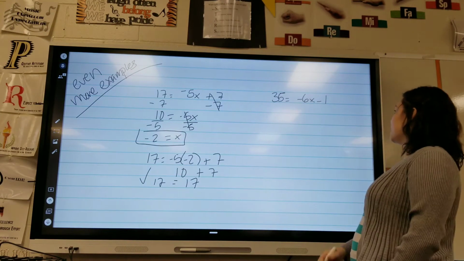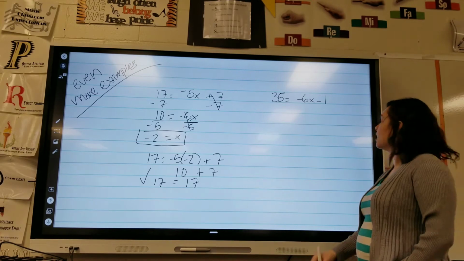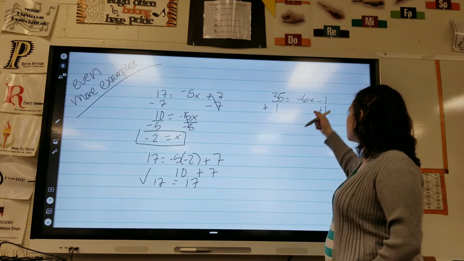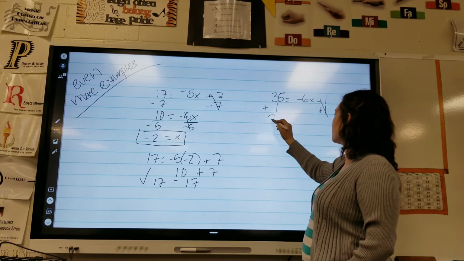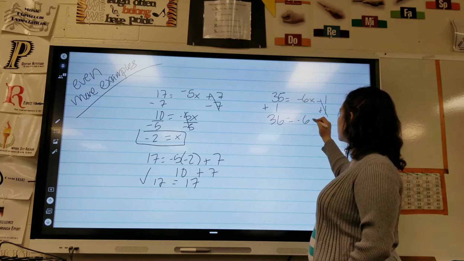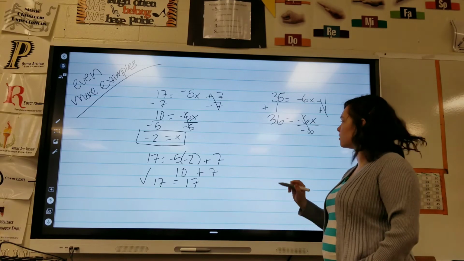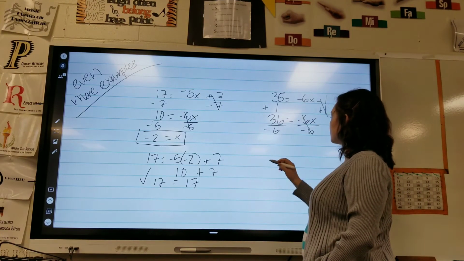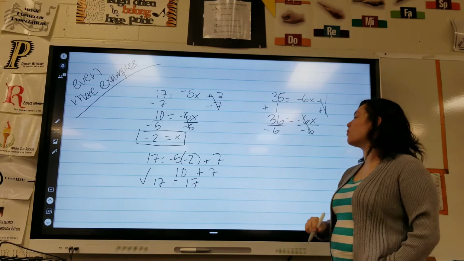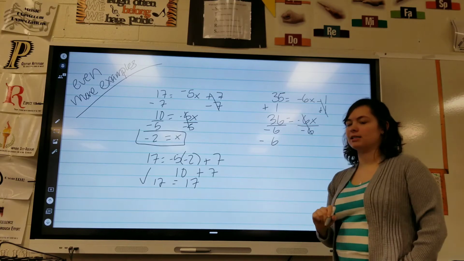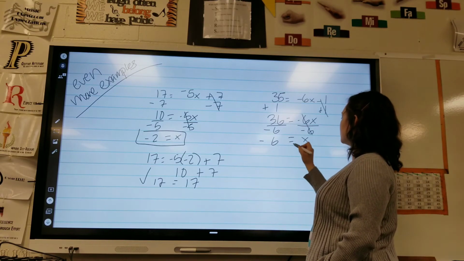35 equals negative 6x minus 1. Again, I start with the addition. I'm going to add 1 on both sides so that these will cancel. I get 36 is equal to negative 6x. Divide by negative 6 so that those cancel. Since there's only one negative over here, I get a negative answer. 36 divided by 6 is 6, and that is equal to x.